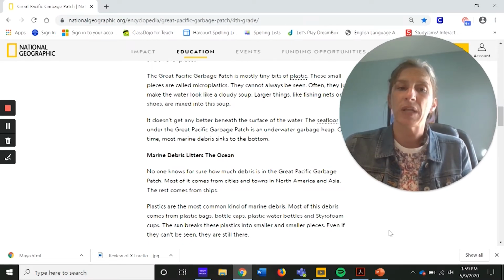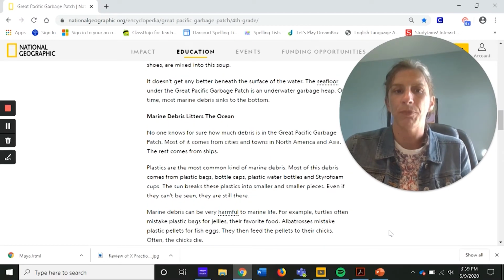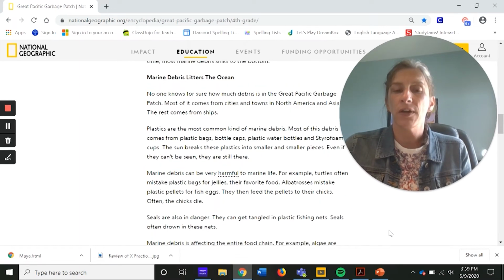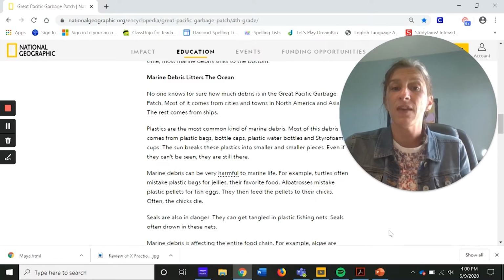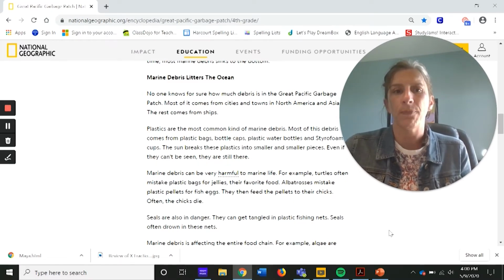The sun breaks these plastics into smaller and smaller pieces. Even if they can't be seen, they are still there. Marine debris can be very harmful to marine life. For example, turtles often mistake plastic bags for jellies, their favorite food. Albatrosses mistake plastic pellets for fish eggs. Then they feed the pellets to their chicks. Often, those chicks then die.